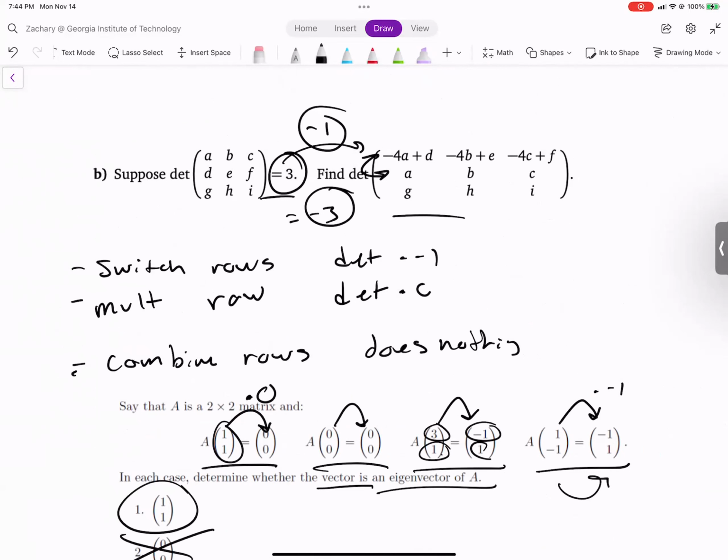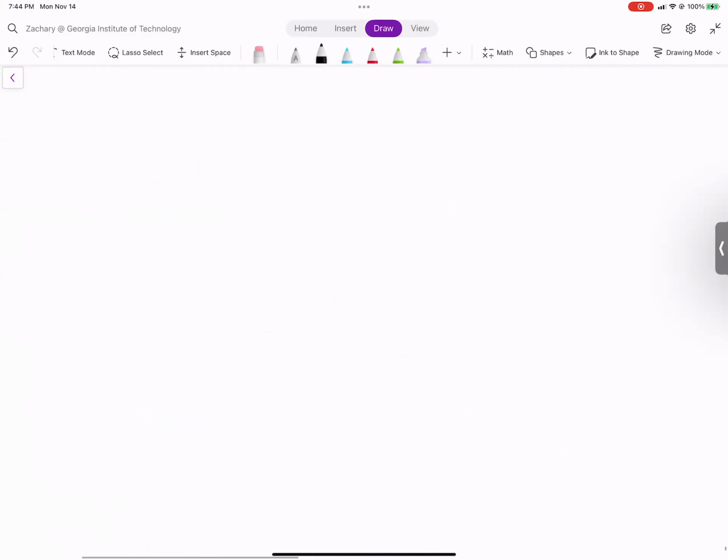So that's why we like this rule here. What we're technically doing to combine rows is multiplying this row by -4, adding it up, and then we go back and divide this by -4. So that means we're multiplying the determinant by -4 and then immediately dividing it by -4. So that's why nothing happens. Yes, I will go over cofactor expansion. All right, I'll get you next.